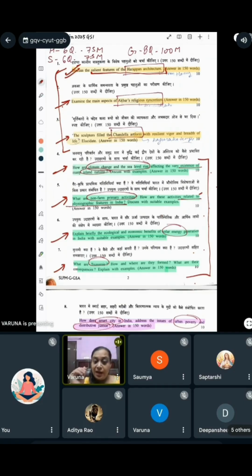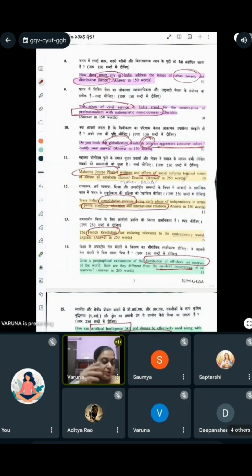Then the questions on the geography part could have been done if we are aware of the current affairs and well versed with them. Then we would have reached these particular topics and prepared them in advance, right? There was the question related to smart cities. Like, how does a smart city in India address the issues of urban poverty and distributive justice?